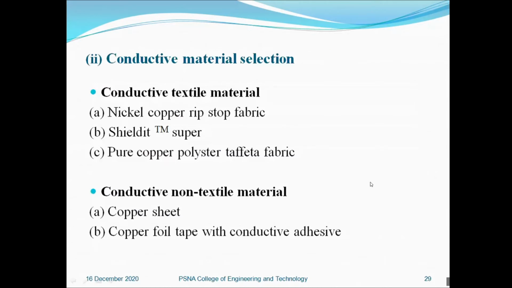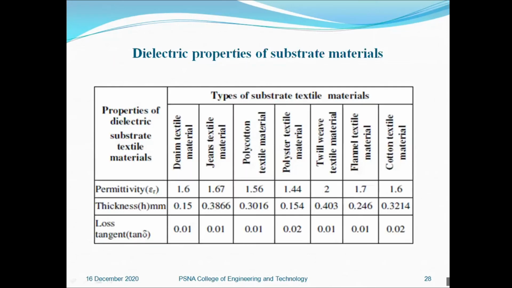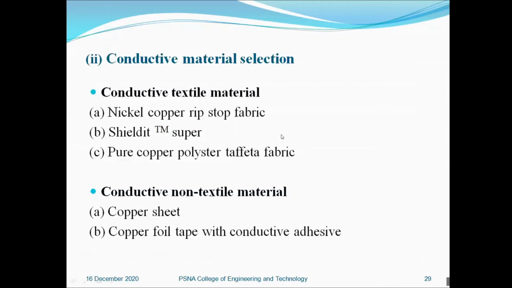And the conductive material selection. So conductive material selection is for the microstrip patch, right? This is for the dielectric. For the microstrip patch, the conductive textile materials are nickel, copper, ripstop fabric. Now the conducting material itself is a fabric, it is a copper. Then shieldex is also another conducting material. And the pure copper polyester taffeta fabric is also a conductive textile material.